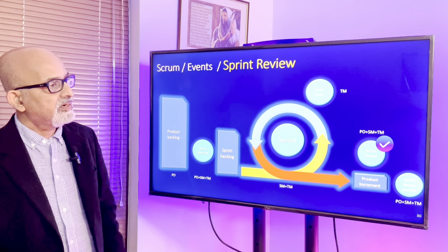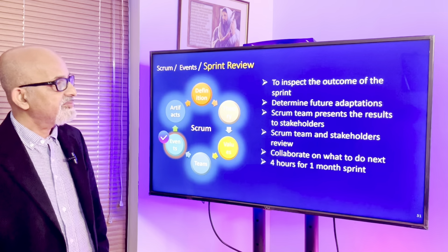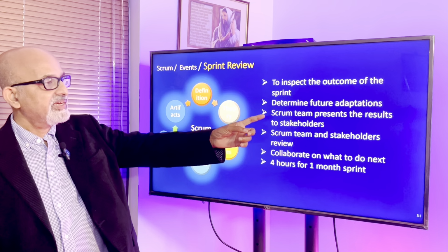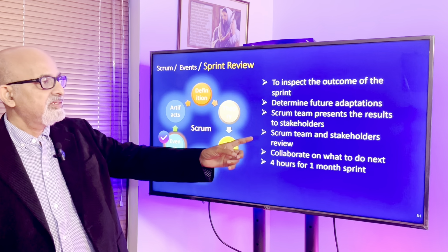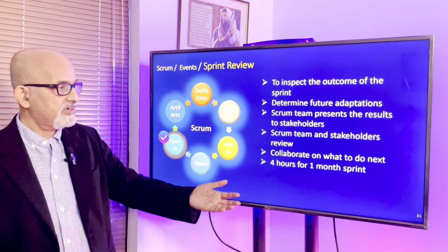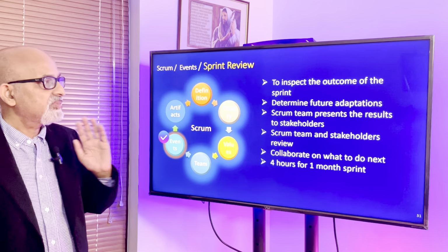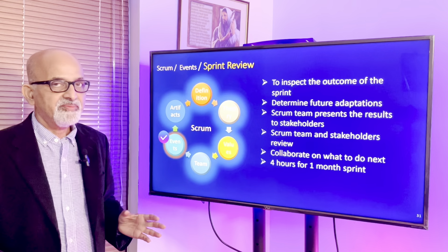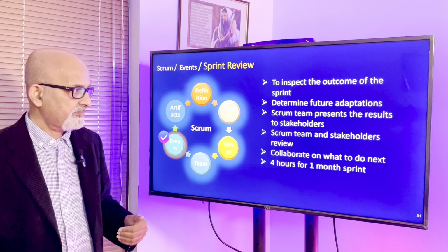Then the next is the sprint review. So at the end of the sprint, we get into a sprint review meeting to inspect the outcome of the sprint, determine the future adaptations. The Scrum team presents the results to the stakeholders. Scrum team and stakeholders review the team's work during the sprint and collaborate on what to do next. 4 hours for a 1 month sprint. If the sprint duration is 30 days, the sprint review can be 4 hours, otherwise, it can be shorter than that.